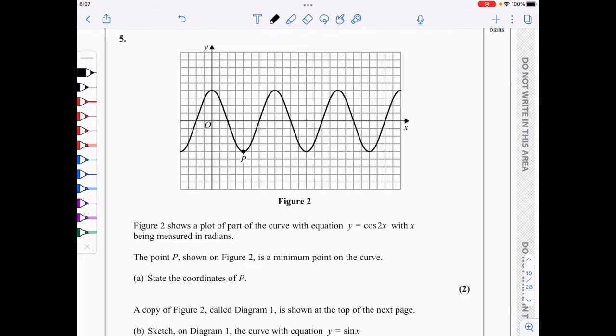In question 5, we're being given the graph of cos 2x, x is in radians, and we need to state the coordinates of P. This is the minimum point here.